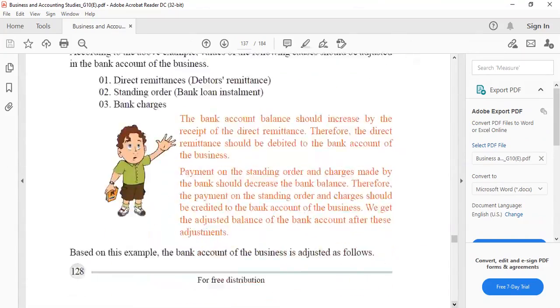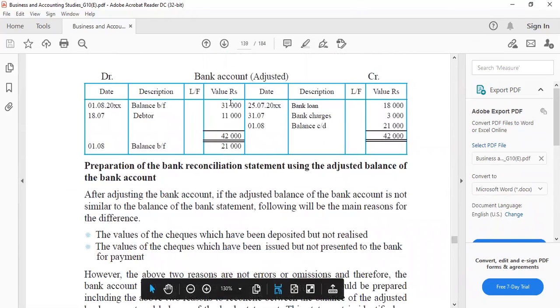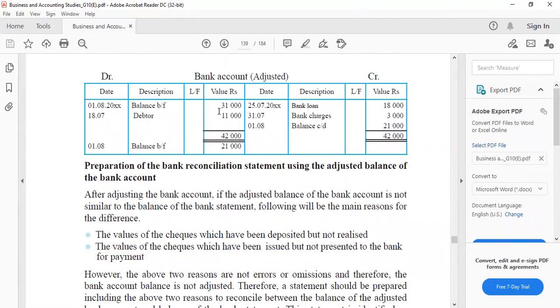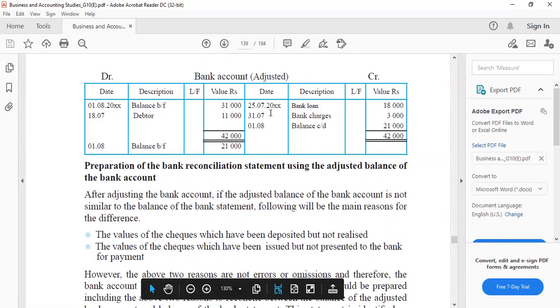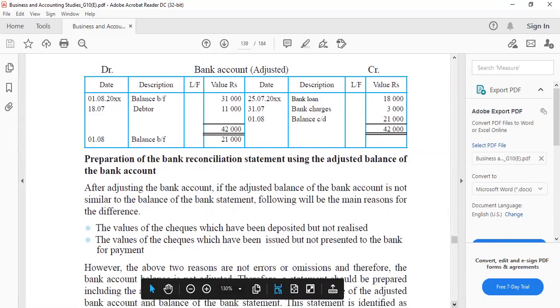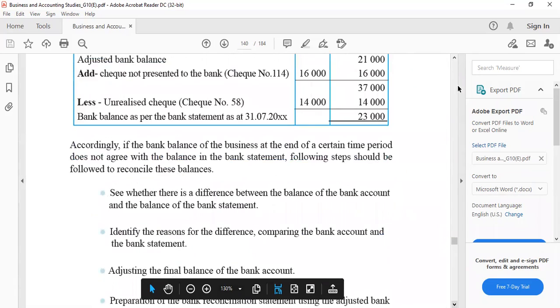So let's see. I showed you that the 31,000 balance should be taken. How did this 11,000 come? It came from the bank statement credit side. I asked you to circle it. Items in the credit side of the bank statement, you must record in the debit side of the adjusted bank account. As well, in the debit side of the bank statement, you had 18,000 and 3,000. So these two also are coming. Then if you balance off, you will end up with 21,000. So this is like a flow.